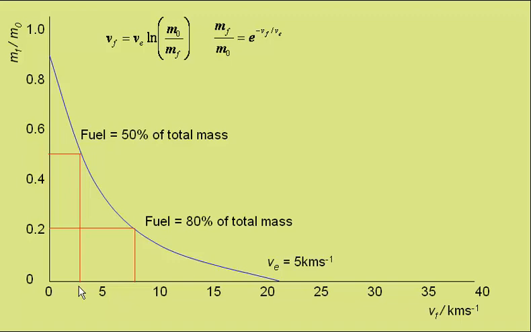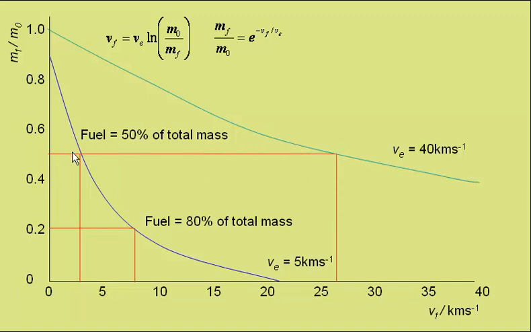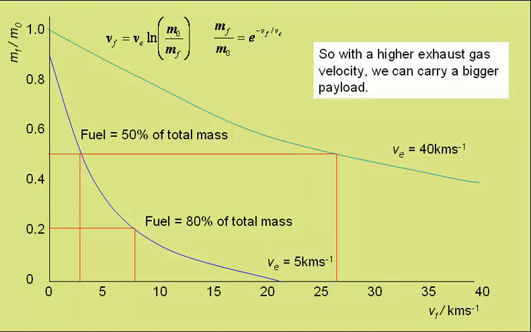However, with a higher exhaust gas velocity of around 40 kilometers per second, we get a line something like this. Now, continuing this line along, with the fuel being just 50% of the total mass, we can get to around 26 kilometers per second, a much improved situation. So with a higher exhaust gas velocity, we can carry a bigger payload.